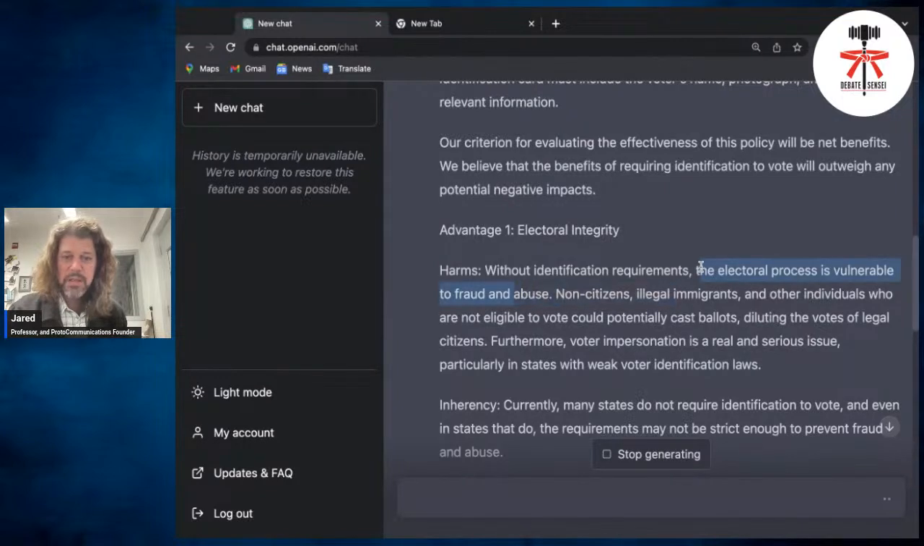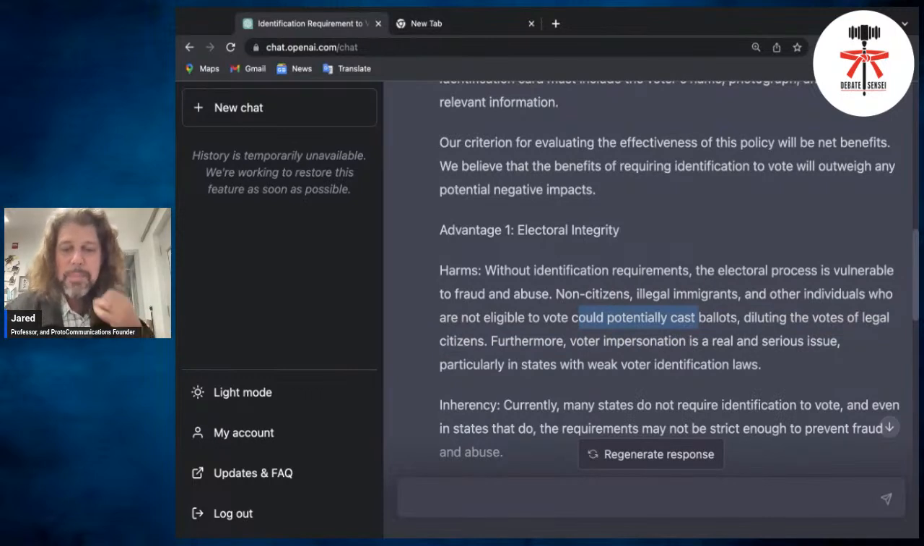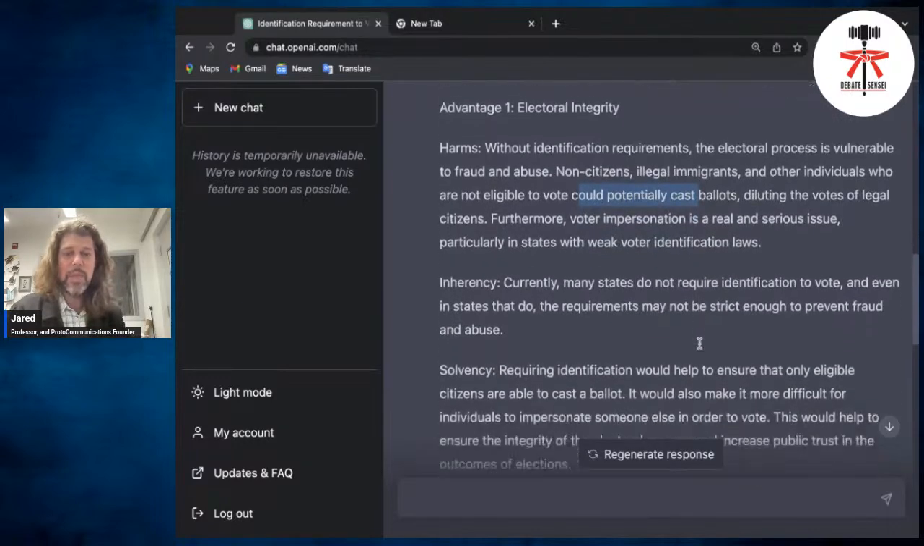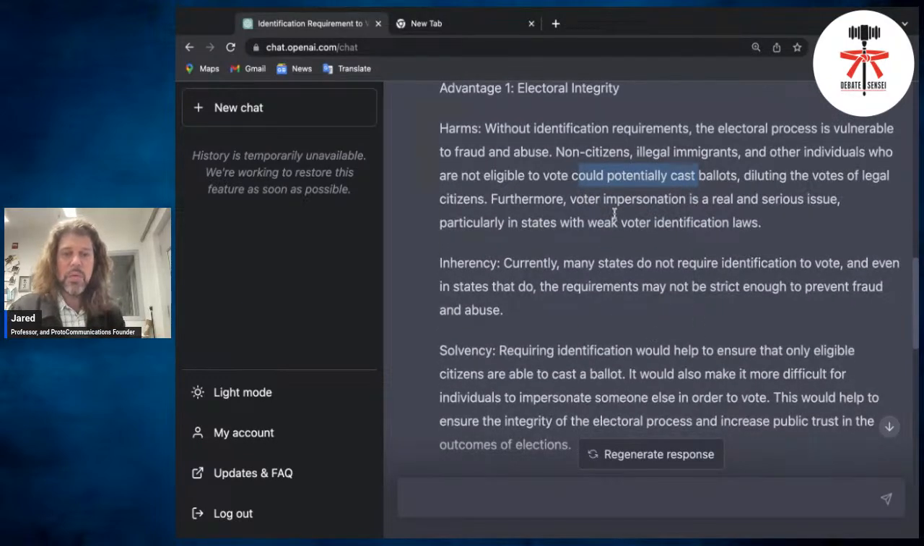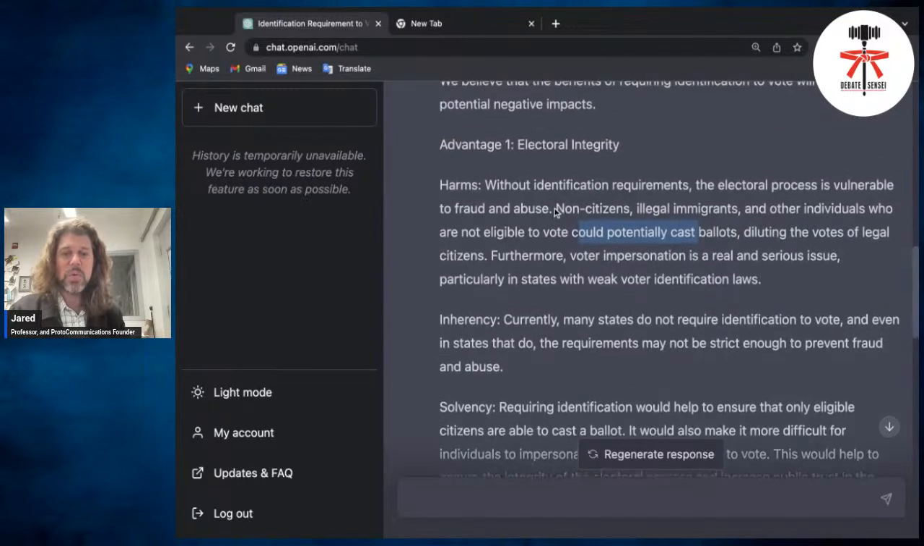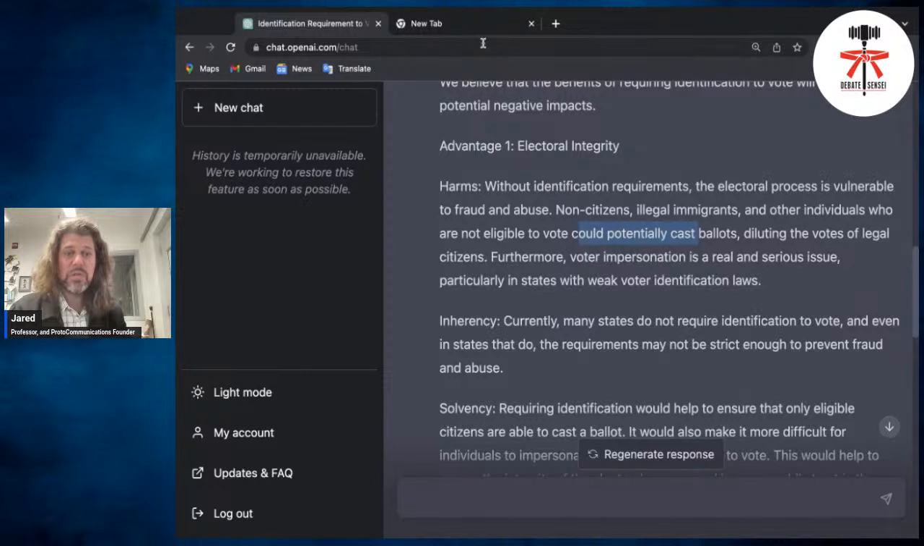The electoral process is fraud and abuse. Non-citizens could potentially cast ballots. Now, here's the problem with this: could potentially cast ballots. If you're only talking about potential harms, that kind of weakens your argument. We've had hundreds of years of elections right now. There should be some sort of evidence, right? And so make sure that you realize that is a weakness. You might want to have some sort of evidence that you're supplying for that one.